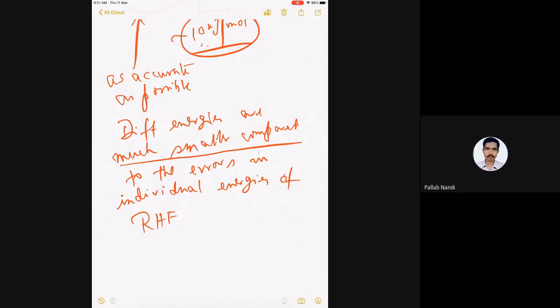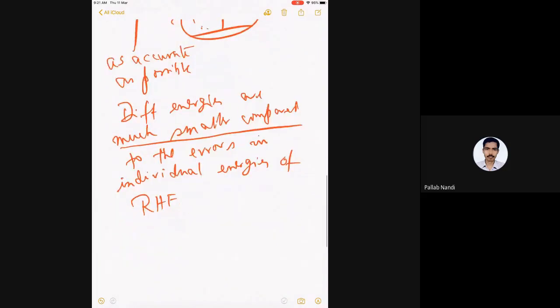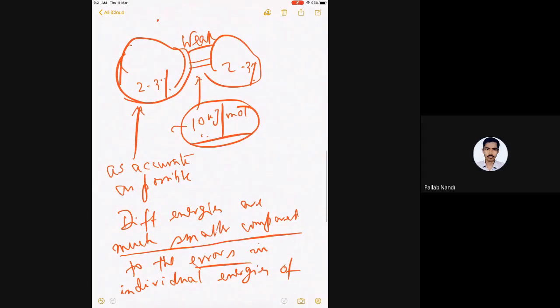Hello? No, sir. Can you tell me, sir? Yeah, so the error bar of 2 to 3% is much larger than this difference energy that I'm predicting.